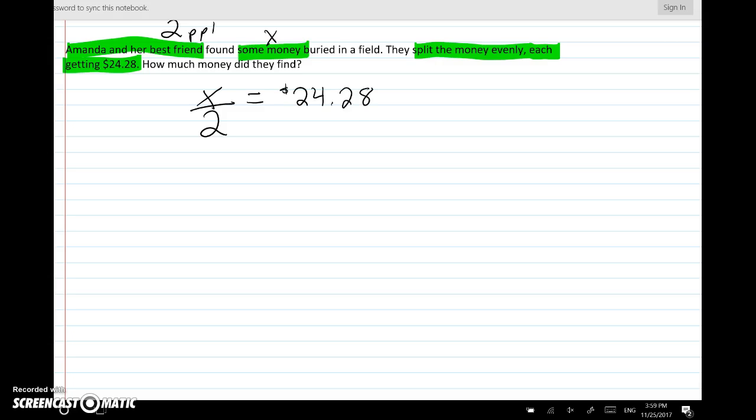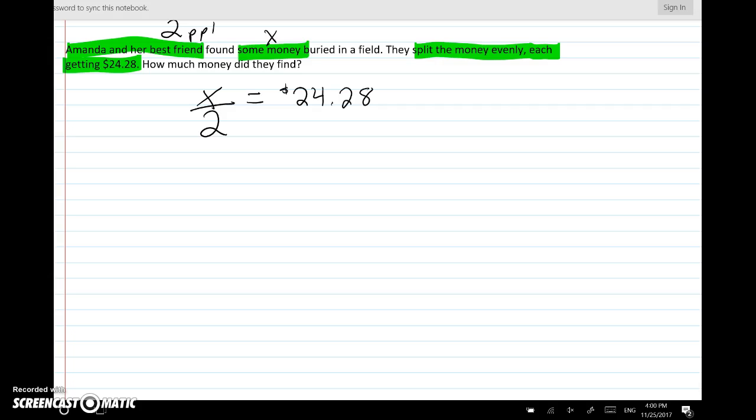Again, there's no 100% way to solve all these. It's a matter of reading and understanding these word problems. The best way to get good at these is just do a ton of them over and over and over again. And after a while, you're going to see patterns in the vocabulary. And those patterns are going to help you decide what to do.